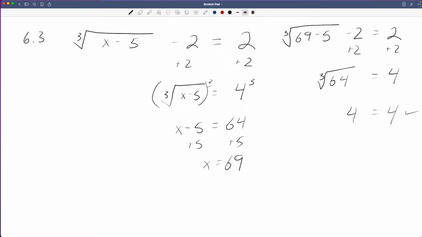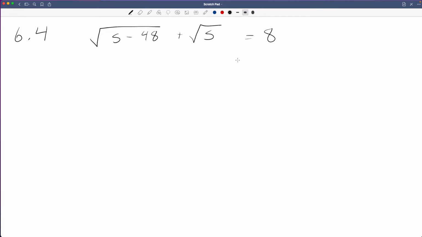All right, let's do another one just to get some repetition in here and make sure we know what we're doing. Here's a little bit different type of problem. So we have square roots here: the square root of s minus 48 plus the square root of s equals 8.